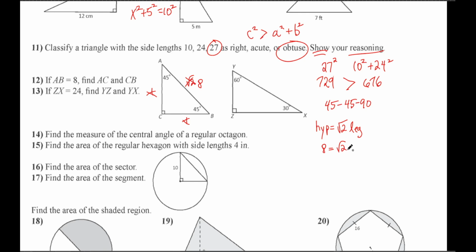AB? Or what is it? The hypotenuse is square root of 2 times, find AC and CB. They're the same thing, so it doesn't matter which one you call it. Let's just call it X. So divide by square root of 2. If you wanted to put it in your calculator, you could.